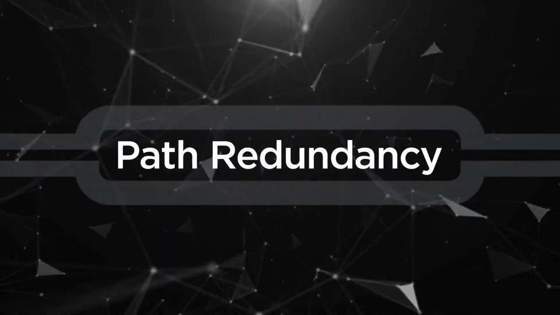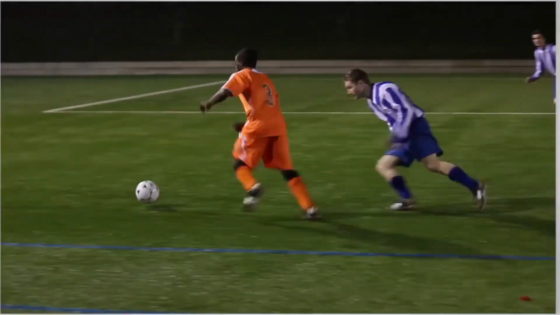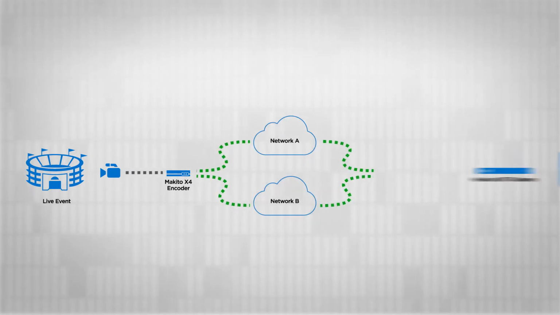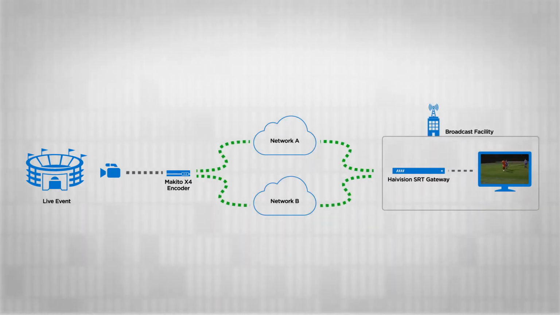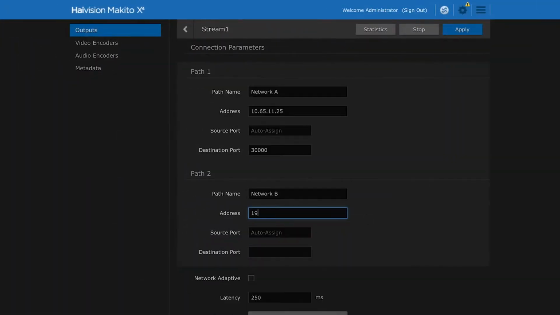Introducing Path Redundancy, a new feature from Haivision allowing you to increase the reliability of your live video streams. Whether for broadcast contribution or content distribution, Path Redundancy ensures that your video streams are never interrupted, even when faced with network outages.